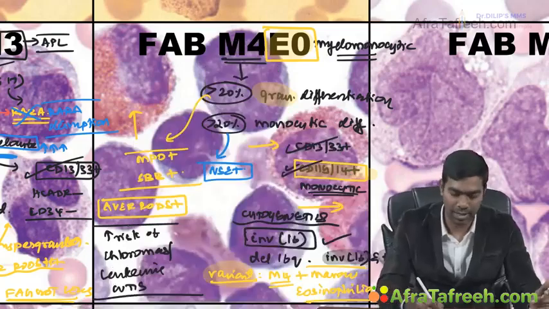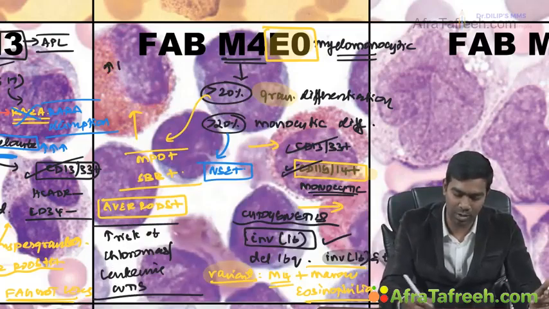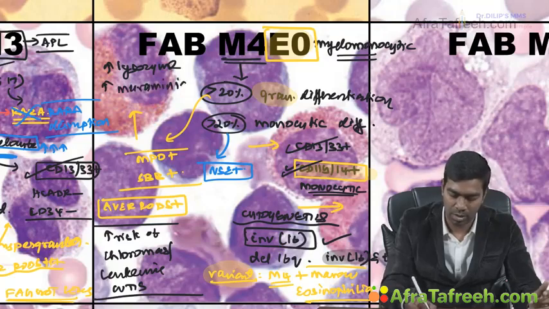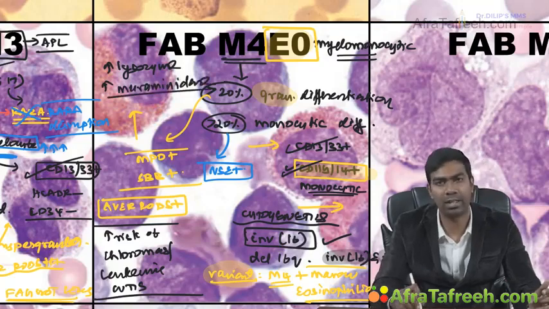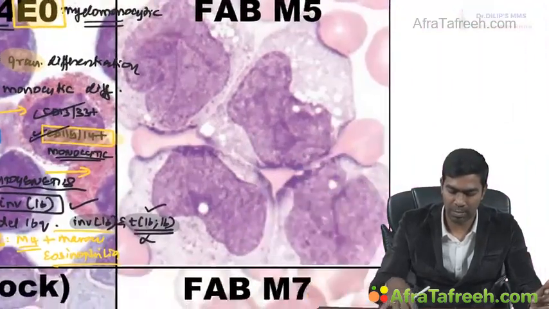At the same time, M4 also shows one important thing. They have increased levels of serum lysozyme, increased serum lysozyme levels. At the same time, they also tend to have increased serum muramidase levels. Muramidase and lysozyme. This is the final nail in the coffin. That's it. So with this, we can move on to AML M5.